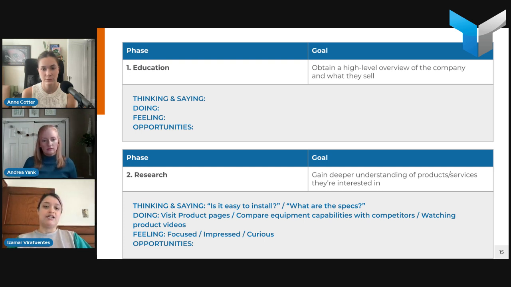And ways you can improve that research phase could be adding an image gallery, or adding related products, a related product carousel on a product page, so that you keep people clicking and curious to see what other products you sell. So that's an example of how we would break this down.